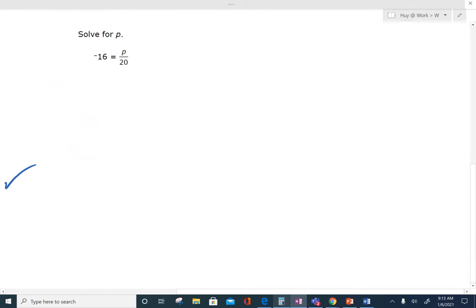All right, so here is a division problem. Negative 16 equals p divided by 20. I'm actually going to rewrite this so I have a little bit more space. And this is a division problem here. So the opposite of division is multiplication. So here on the right side, I see p divided by 20. So the opposite of divide by 20 is multiply by 20. And I like to use parentheses, right? So we're going to multiply by 20 on both sides, right?